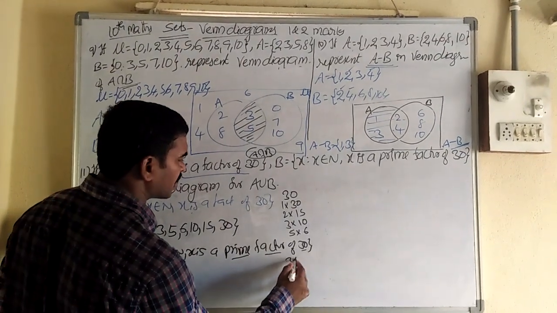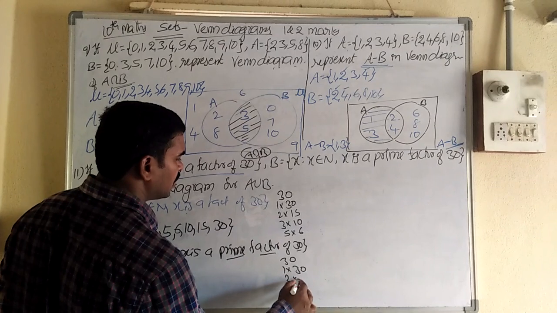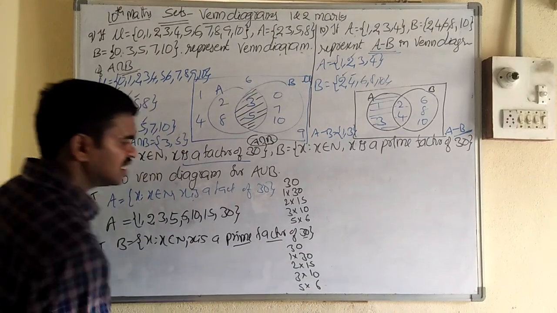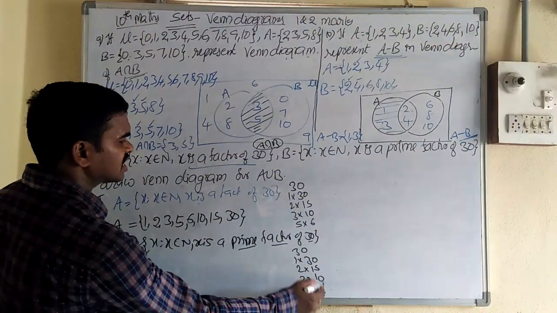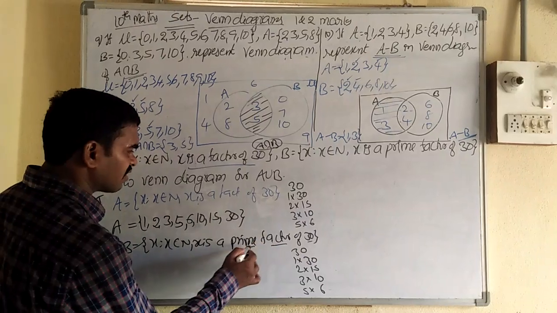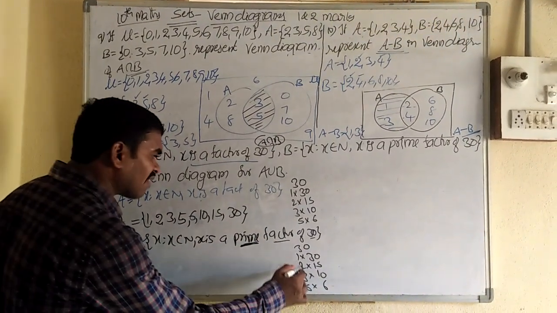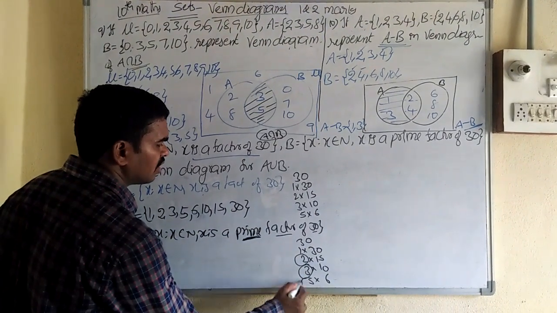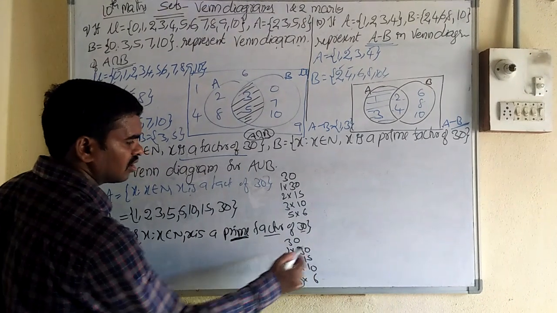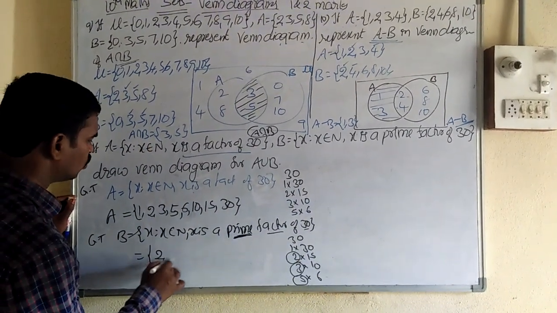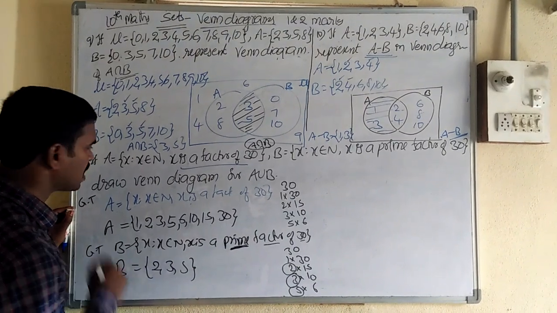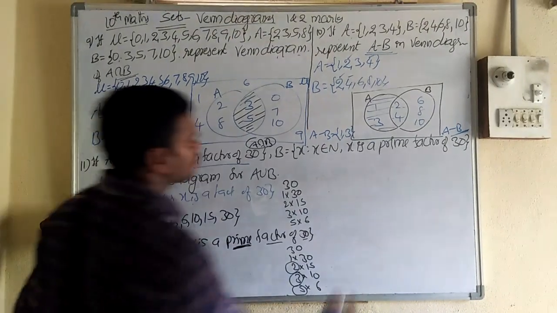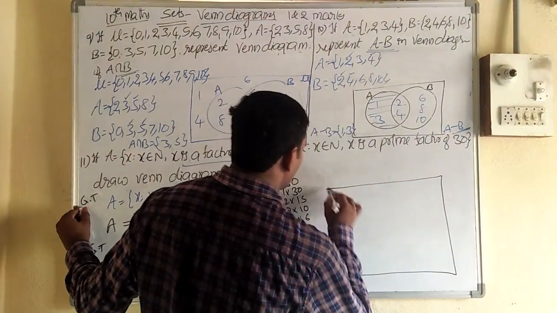So what are the factors of 30? 1 into 30, 2 into 15, 3 into 10, 5 into 6. These are all the factors: 1, 2, 3, 5, 6, 10, 15, 30. Not only factors, we want primes also. So in these factors, what are the primes? 2 is prime, 3 is prime, 5 is prime, 6 no, 10 no. So B equals 2, 3, 5. This is B. And what is being asked? Draw the Venn diagram of A union B.